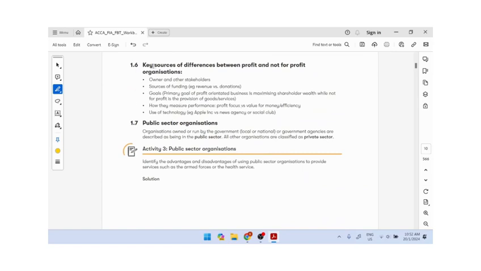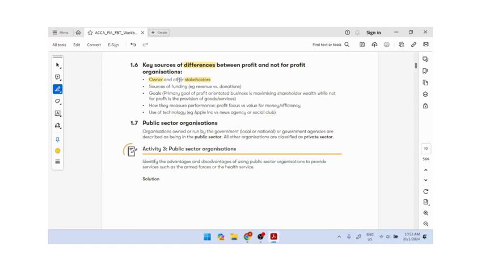Next, key differences between profit and not-for-profit organizations. Okay, the owner and the stakeholder. So who is the owner of the profit organization? The capital provider, the shareholder or the owner. For a sole trader, it is the boss. For a public limited company, it is the shareholders who buy the shares. Correct, so the person who provides the capital.